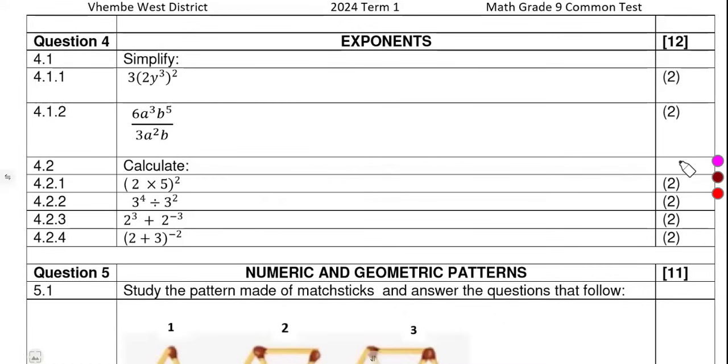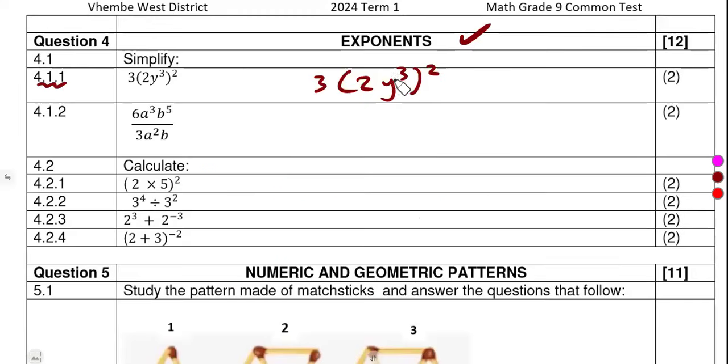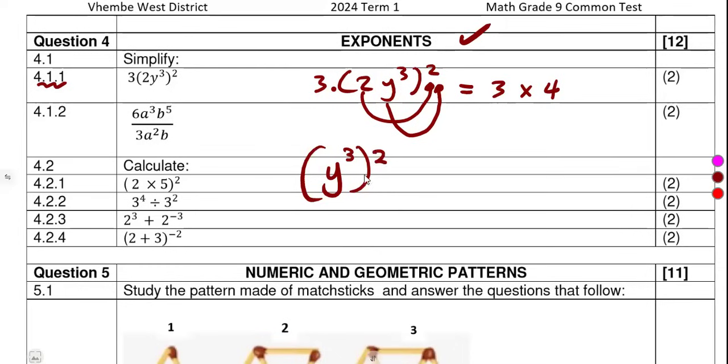On question number 4, part of your exponents, simplify. All right, that's 4.11. Here we are given 3 into 2y to the exponent of 3 squared. So remember the previous case here where we've got the exponent of 3, which affected everything. It is the same thing with 2. So you're going to raise everything, but take note the 3 is outside of what? Of the bracket. So it's 2 to the exponent of 2, which is going to be 4. y also must be raised to the exponent of 2.